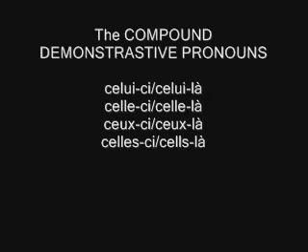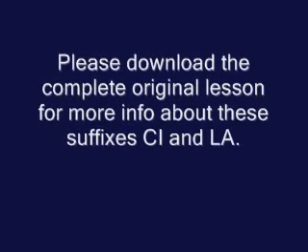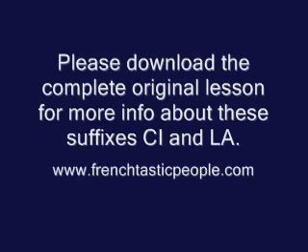Celui, celui-là, celui-ci, celui-là, celle-ci, celle-là, ceci, cela, celle-ci, celle-là. As you can see, to turn a simple demonstrative pronoun into a compound demonstrative pronoun, you use the suffix ci or the suffix la after each demonstrative pronoun. I explain in detail the function of ci and la in the original lesson on the website, so feel free to download it for more info.